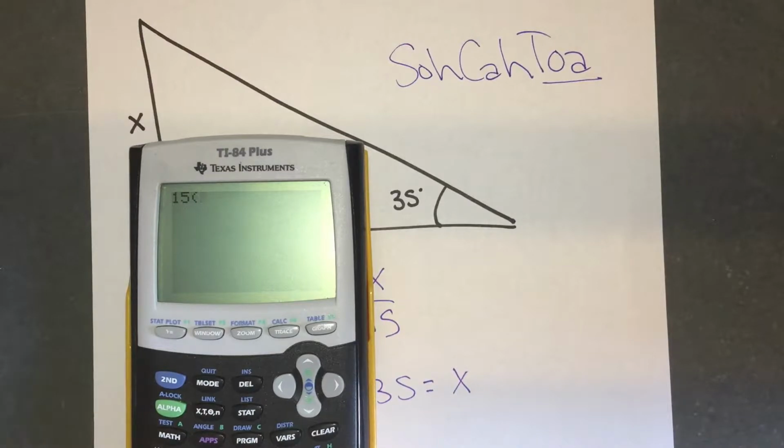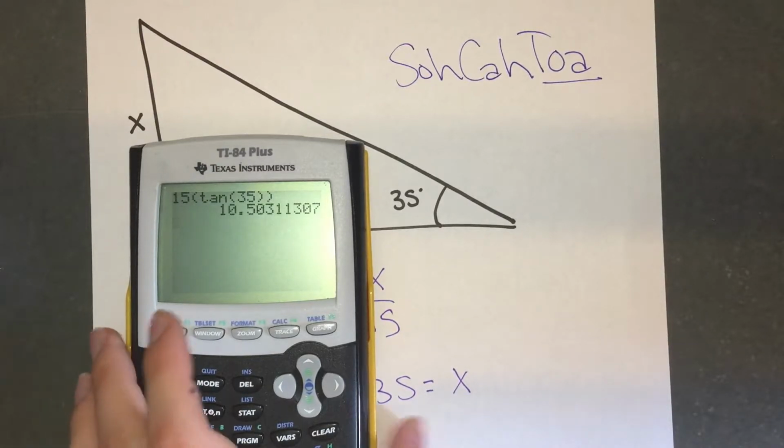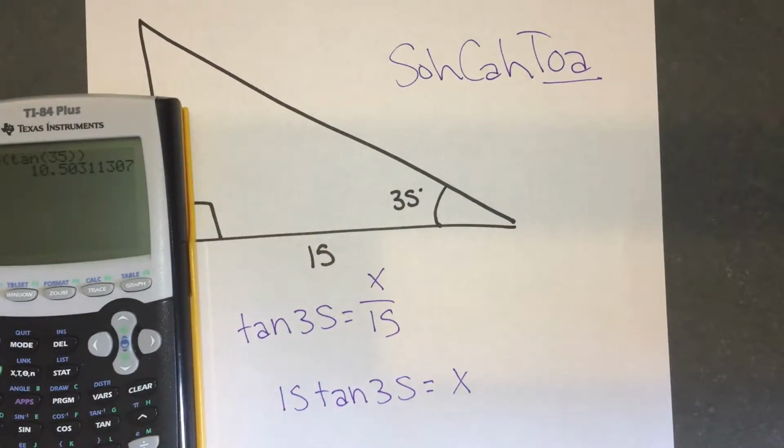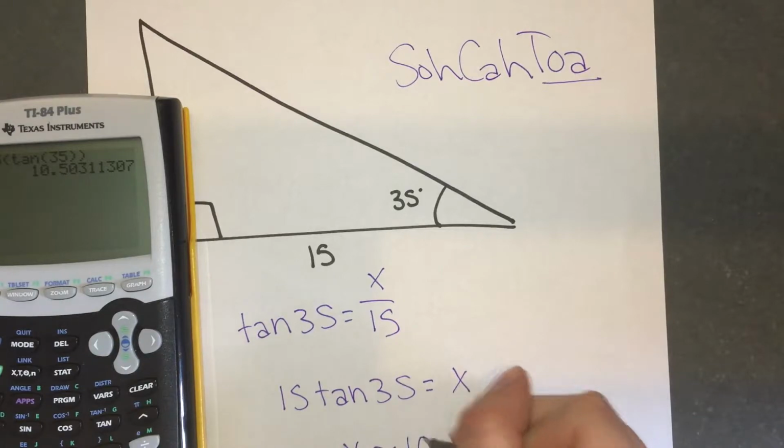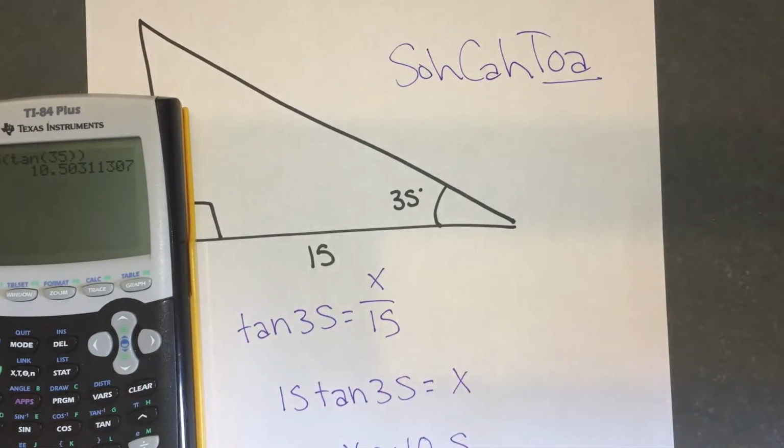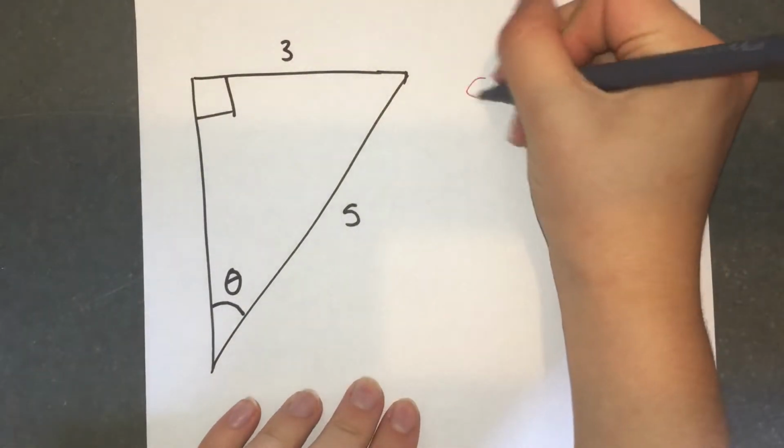15 times tan of 35 equals about 10.5. So x equals about 10.5. Here's our next problem.